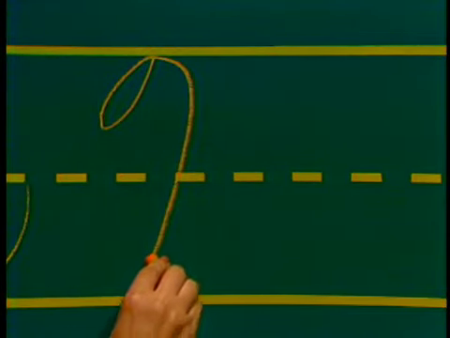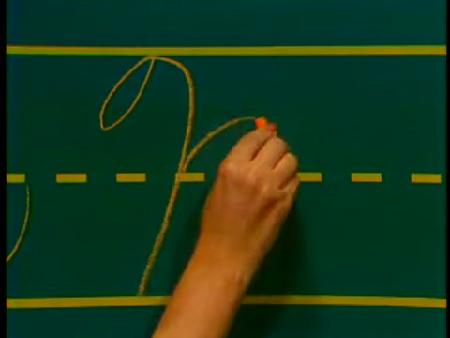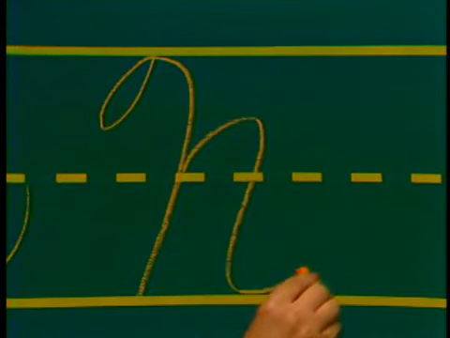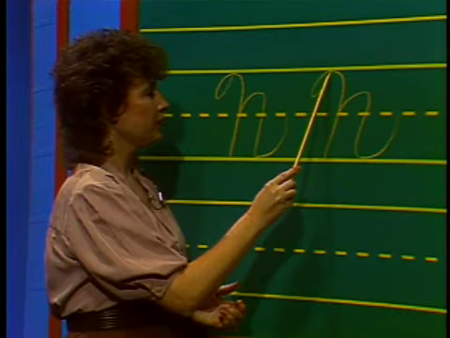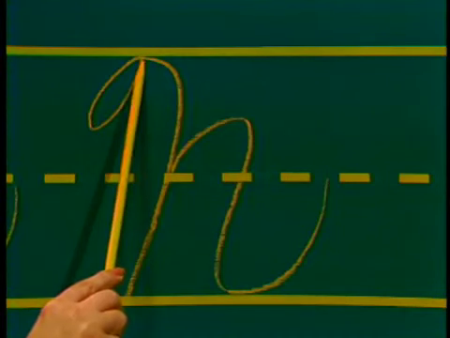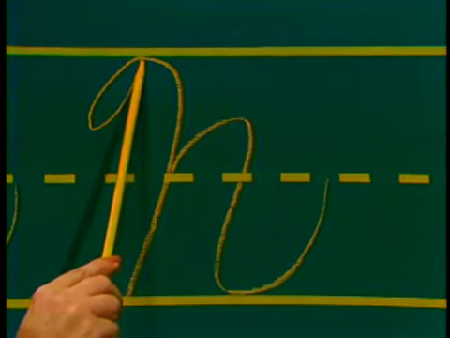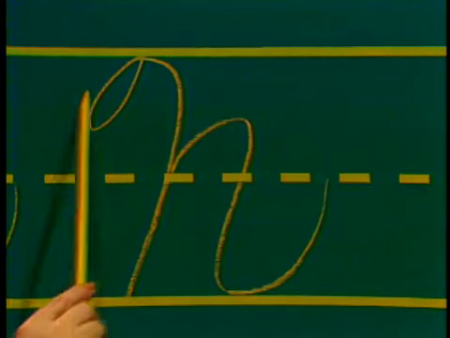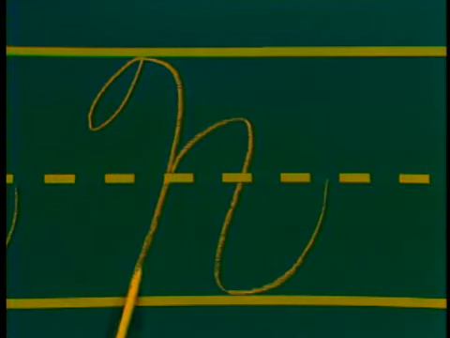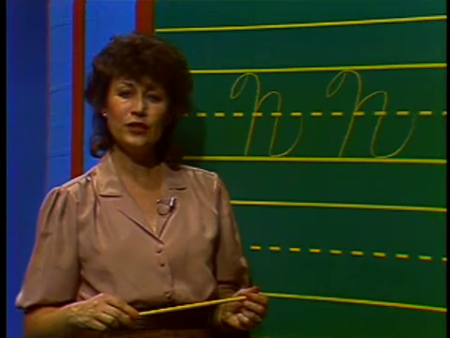Then the retrace, overcurve, slant, and finish is number 2. Put your pencil at the headline, and I will count for you as you make your second capital N. Ready? Begin. 1, 2, and finish.